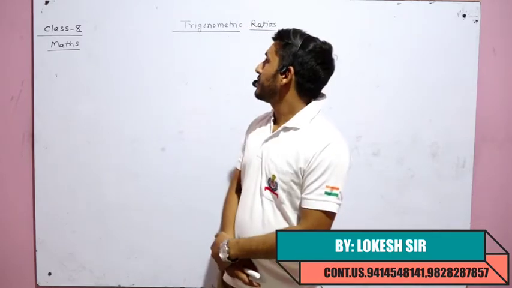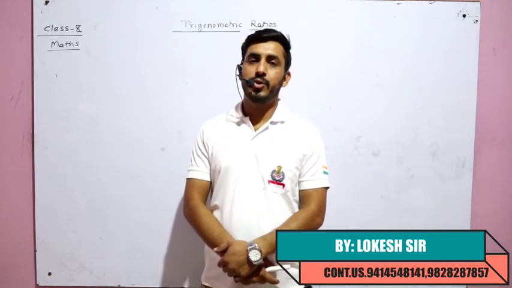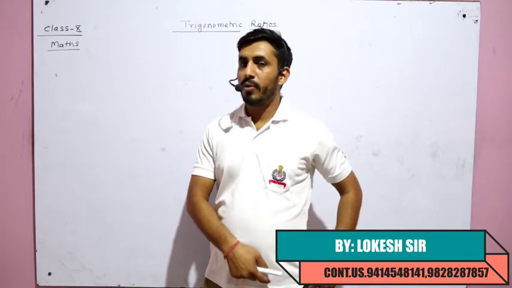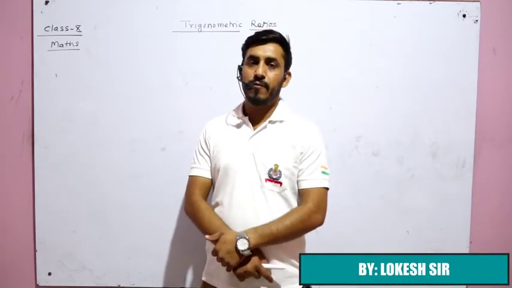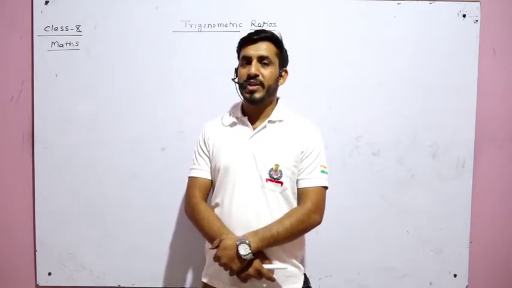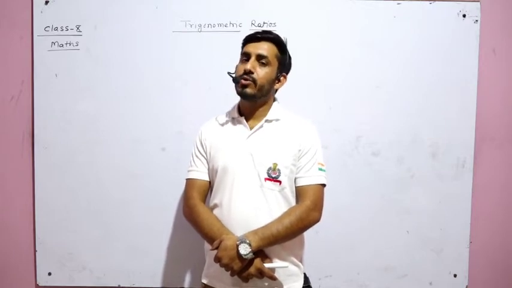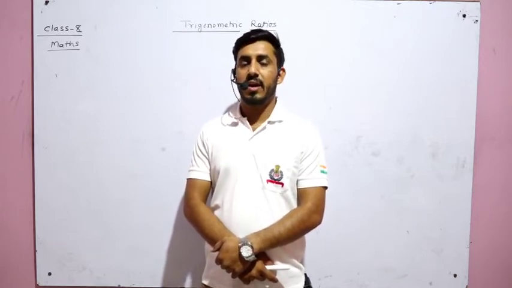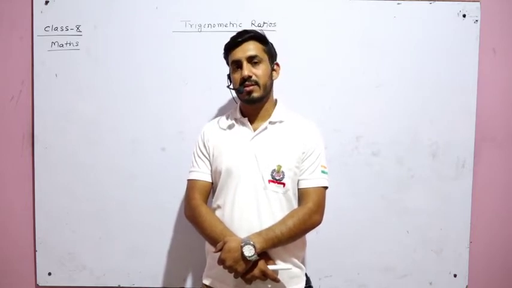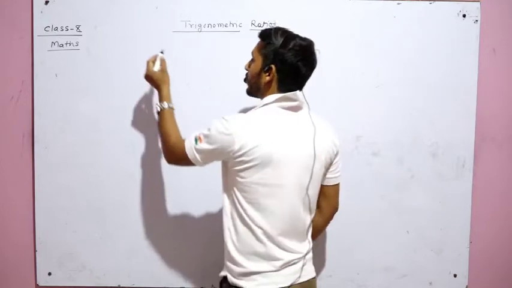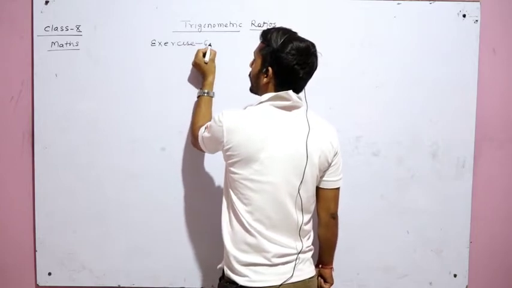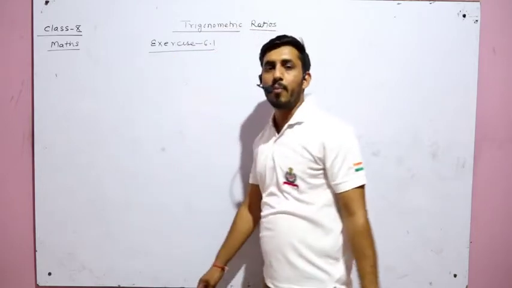In the last class, we discussed trigonometric ratios for different angles, and we also prepared the table for angles 0 degree, 30 degree, 45 degree, 60 degree and 90 degree. Using the table of values of trigonometric ratios for different angles, today we will discuss the numerical part of this exercise, exercise 6.1 of your book.